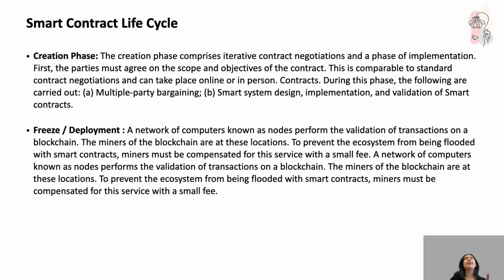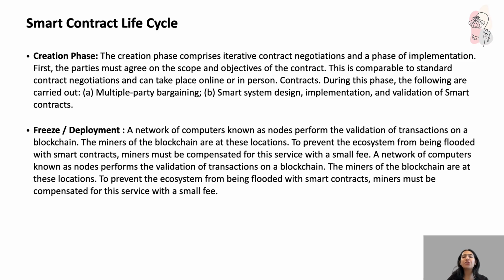With this, when everything is finalized and you know what to do, now comes the phase where you have to act. Now it's the freeze or deployment phase. Once the contract code is ready, it's deployed to the blockchain. Here, a network of computers called nodes, the miners or the validators, validate your transactions. Proof of work, proof of stake, you remember this all? They ensure the smart contract is legitimate and then recorded permanently on the blockchain, because once on the blockchain, it cannot be deleted.